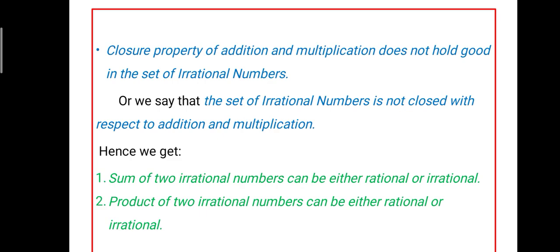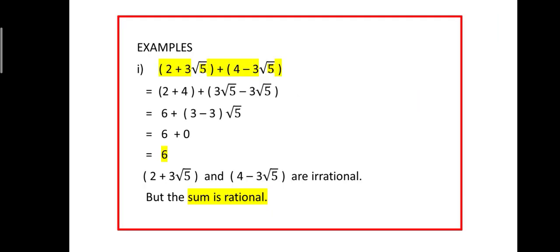But the closure property of addition and multiplication do not hold good for the set of irrational numbers. This means that when we add two irrational numbers, the sum may be rational or irrational. Similarly, if we multiply two irrational numbers, then the product can be either rational or irrational. To understand this, let's take some examples.